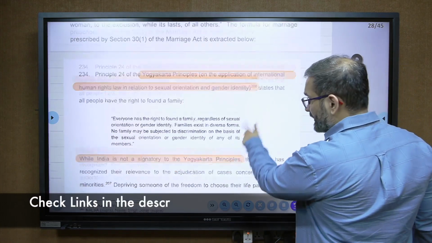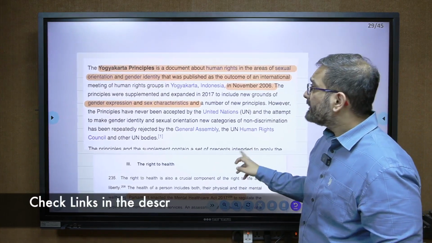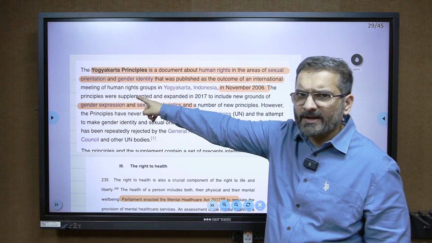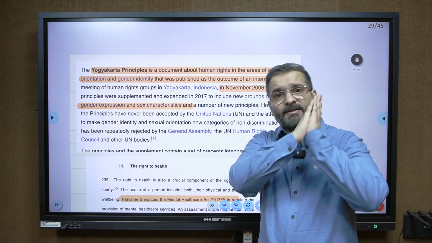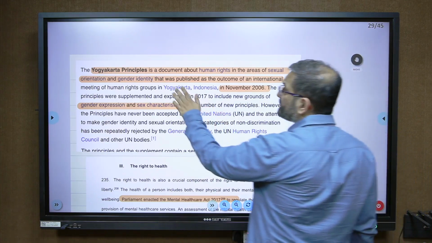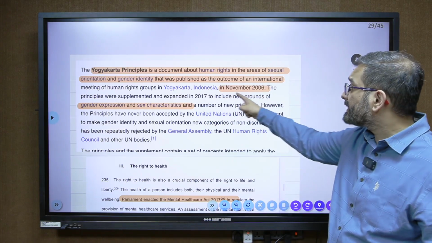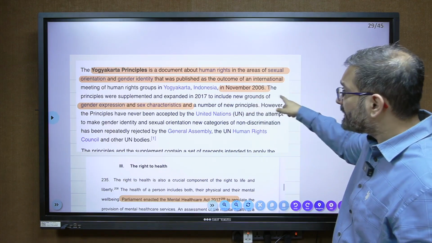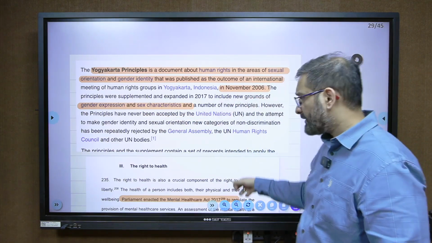And let us see one more MCQ about the Yogyakarta principles. I took it from Wikipedia. Yogyakarta Principles is a document about human rights in the area of sexual orientation and gender identity. Becomes extremely crucial for CLAT. If they don't ask this year, this is now forever a question for any year going forward. That was published as the outcome of an international meeting of human rights groups in where? That is Yogyakarta, Indonesia. Alright, in 2006, and in 2017 it was amended to include new grounds of gender expression and sex characteristics. This is extremely important.